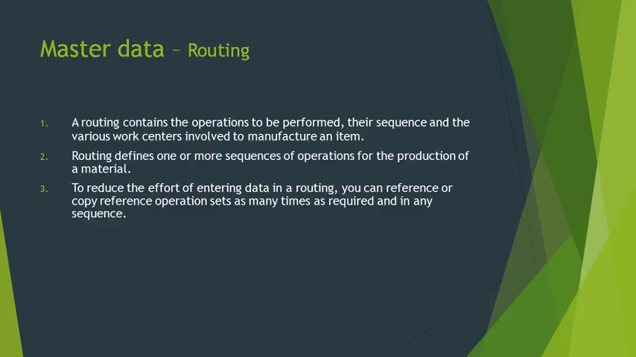The fourth master data is routing. It contains the operations which need to be performed, their sequence, and the various work centers involved to manufacture an item. So it contains the operation data, like process sheets.